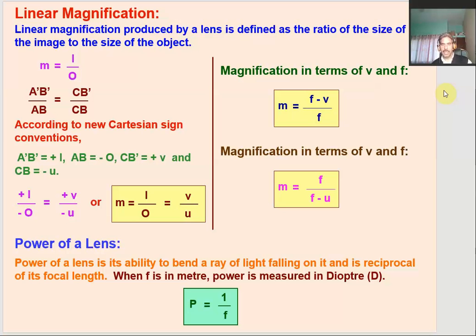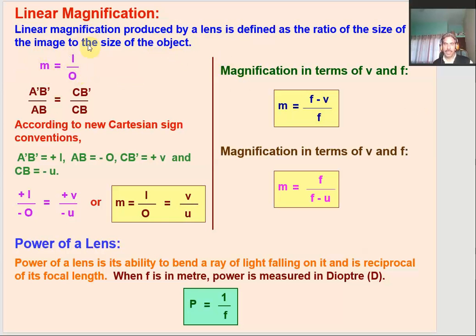Or in general, you can say that the linear magnification is the term which compares how large the size of the image is in comparison to the size of the object. So it compares the size of the image with the size of the object. By notation, we write it by small m, which is equal to I, the size of the image, divided by O, the size of the object. So this is the formula for the magnification by definition.